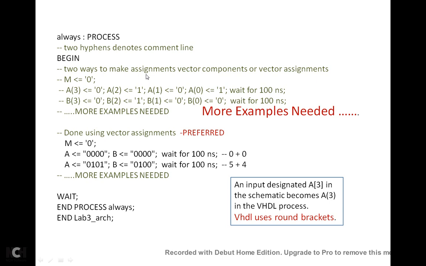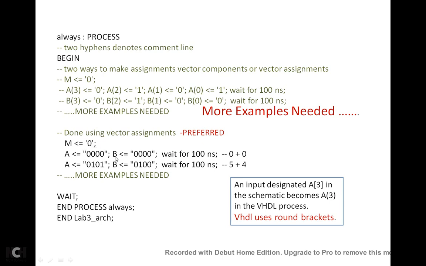This test bench is VHDL. VHDL elements are in round brackets, and less than or equal to means assignment. A 0 in single quotes is the 0 constant, and a 1 in single quotes is the 1 constant. So we could assign the vector elements individually, or we can do vector assignments, which is the preferred method, which we'll do. Okay, so M is 0.